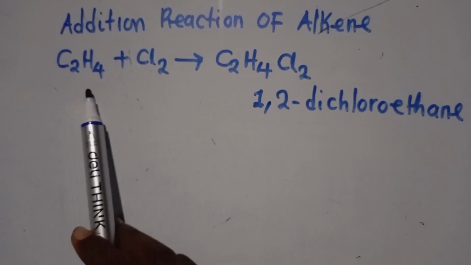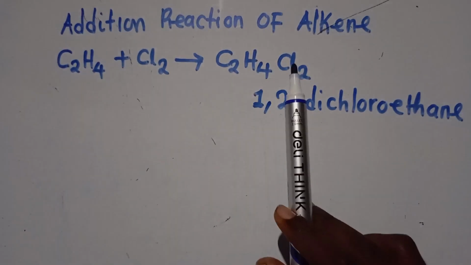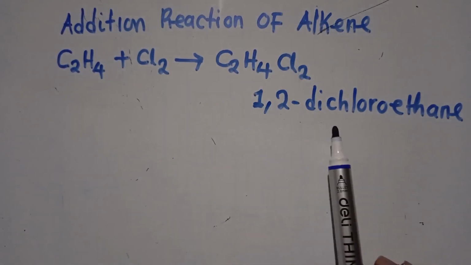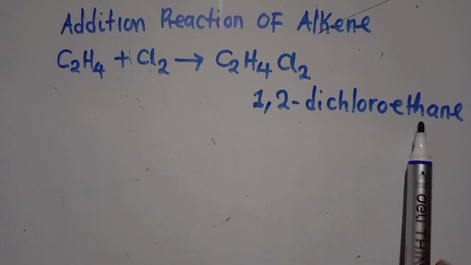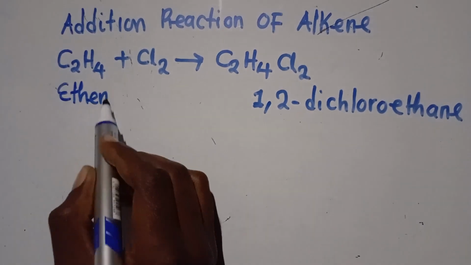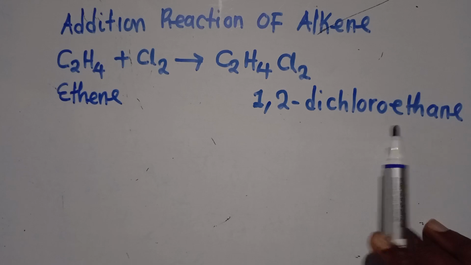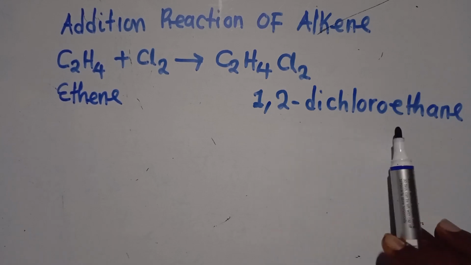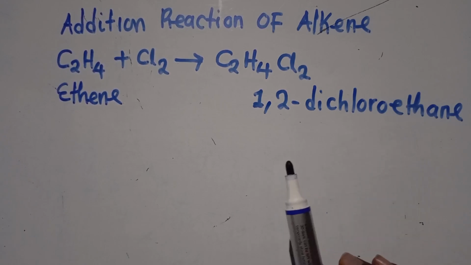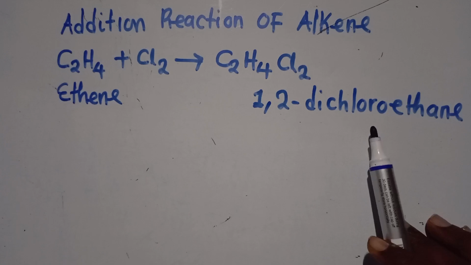When ethene reacts with chlorine, the name of the compound which is formed is called 1,2 dichloroethane. So this is ethene that is reacting with what? Chlorine, to form this compound we are calling 1,2 dichloroethane. How did I know this? I want to teach you how we get to form these chemical names.